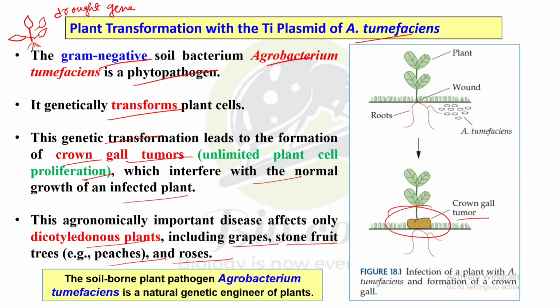So आपको यहाँ से बहुत सारे points मिले हैं DBT के लिए. कौन कौन से points मिले हैं? That Agrobacterium is gram negative, it can transform the plant cell and it causes the crown gall tumor, and it specifically infects the dicotyledonous plants. You can see here, if any plant has any kind of physical injury, it will release some substances which are then sensed by Agrobacterium tumefaciens, and then it introduces unlimited plant cell proliferation in the form of crown gall tumor.